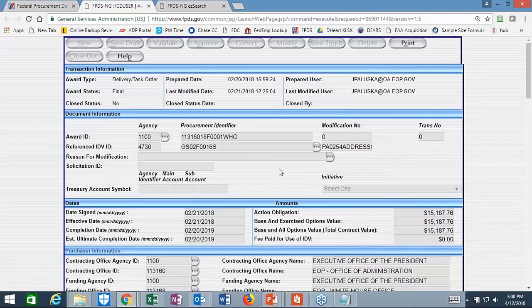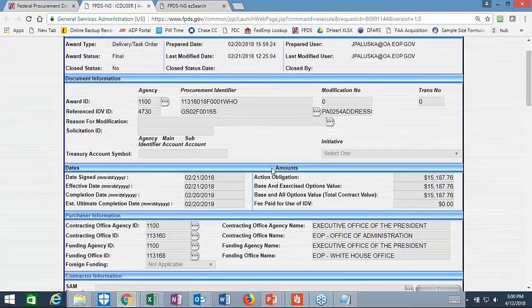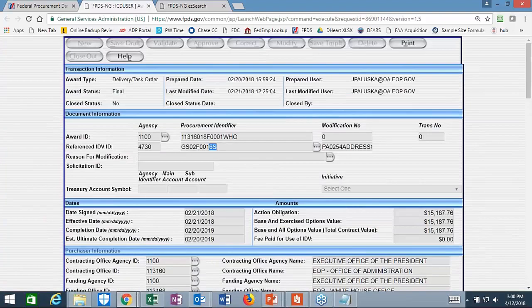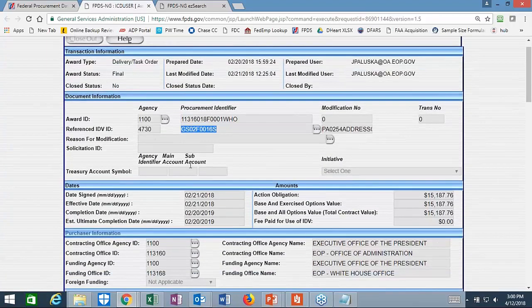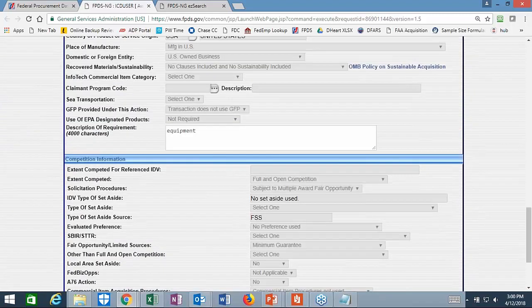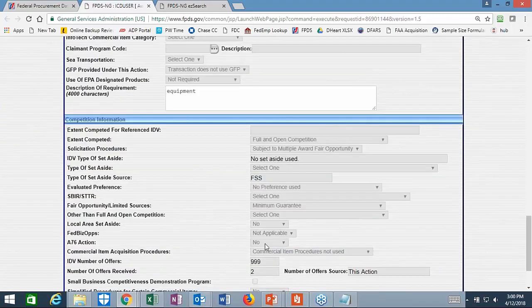Executive Office of the President. Ordering against a federal supply schedule. Minimum guarantee. That doesn't, and they got two offers too. So when you're using those schedules, GWACs, you're not responsible for making sure the vendor gets a minimum amount of orders. That's on the GWAC side. It's not on you, the orderer side.